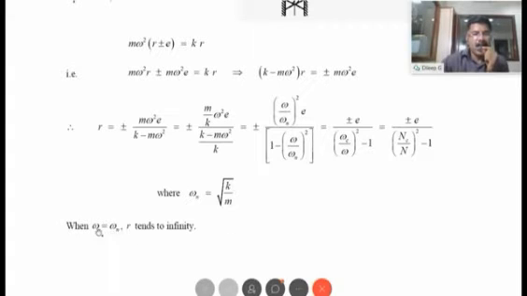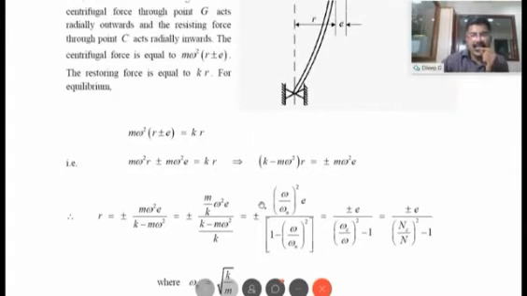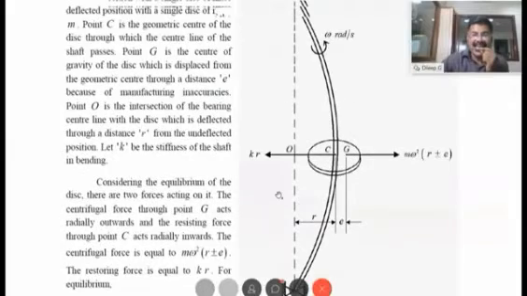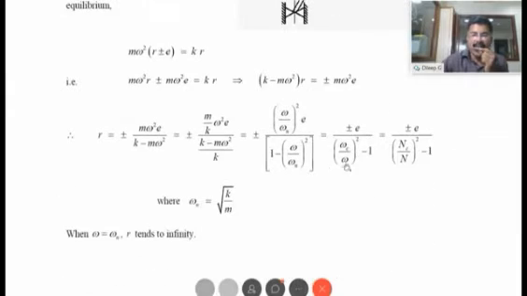Now, when omega is equal to omega n, omega is nothing but the external excitation frequency, the frequency with which we are going to make the shaft run. And omega n is the shaft's natural frequency. When the excitation frequency and the system's natural frequency coincide, we end up at a condition called resonance. Now, omega c and omega are the same, so the ratio becomes 1. 1 minus 1 becomes 0. So plus or minus E divided by 0 becomes infinity.